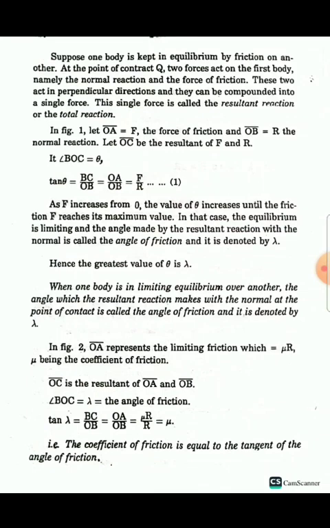In this case, the equilibrium is limiting, and the angle made by the resultant reaction with the normal is called the angle of friction. The angle of friction is denoted as lambda. Here, the greatest value of theta is lambda, which means the greatest value of the angle is the angle of friction. When one body is in limiting equilibrium over another, the angle which the resultant reaction makes with the normal at the point of contact is called the angle of friction, denoted by lambda.